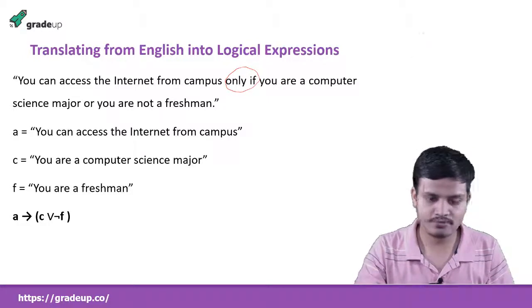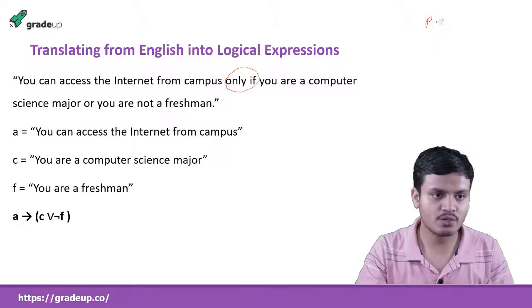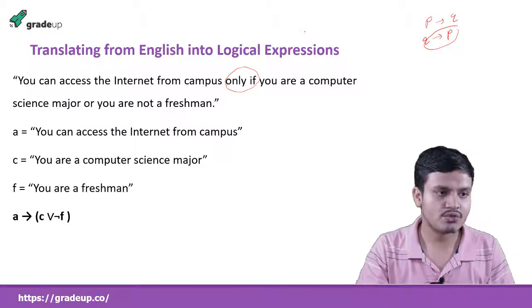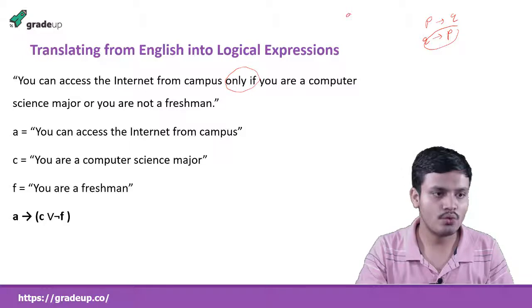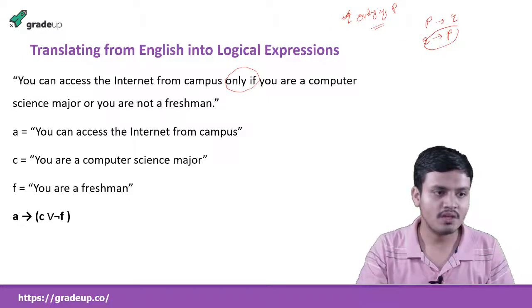So what is "only if"? It is P implies Q or Q implies P. We have to identify what "only if" is. If I say Q only if P, it does not suit, because when P is not true, even then Q can be true. So this is not the case. So what is P only if Q? P only if Q is P implies Q.